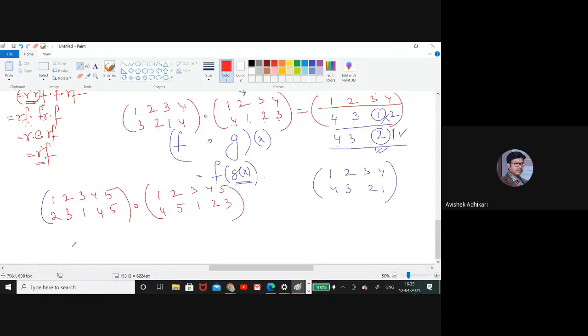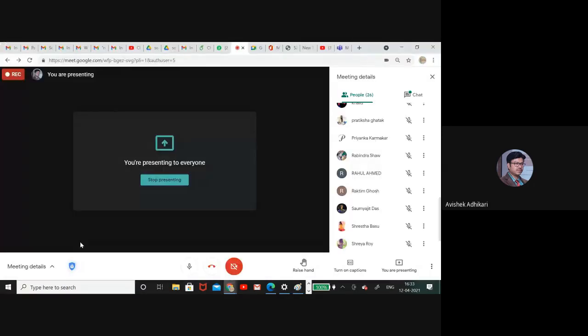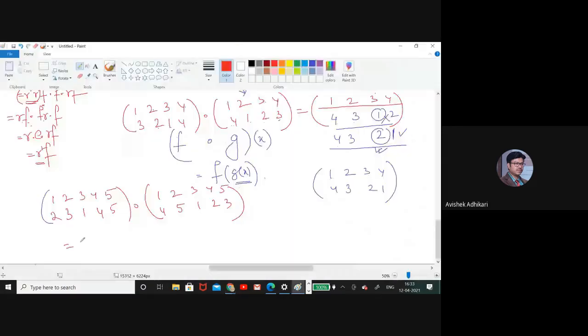Okay, tell me this one. What would be this value? Quickly. Is the permutation clear to all of you? Now tell me what would be this value. 4, 5, 2, 3, 1. 45231.